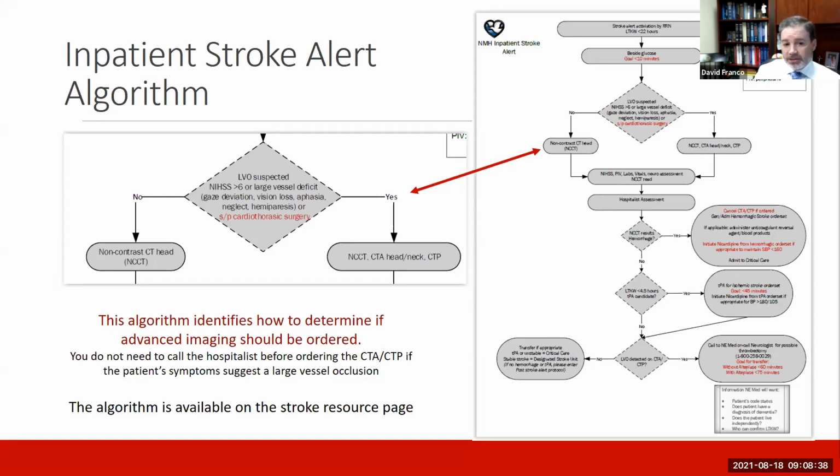Is this a large vessel presentation, meaning there's a major deficit and we're at least going to be considering thrombectomy? Another way of determining that would be an NIH stroke scale score greater than 6. So all of this is on the algorithm and it takes you through, and we'll go into what to order. But one of the emphases I'm going to try and make is that we need to consider the large vessel process. If we do, we need to get that CTA and CTP ordered, ideally right from the get-go, so we don't have to have the patient going back down for another study.